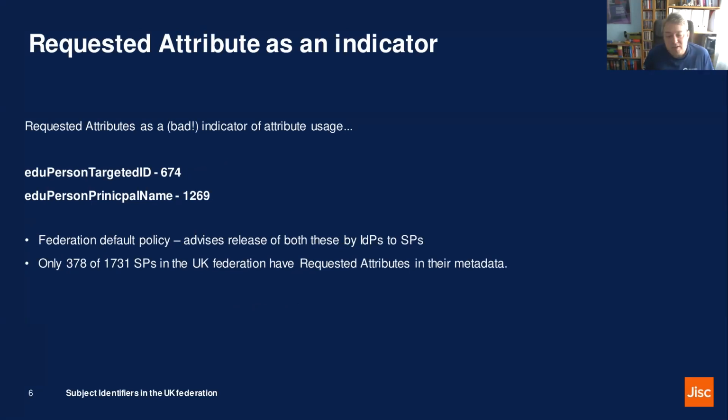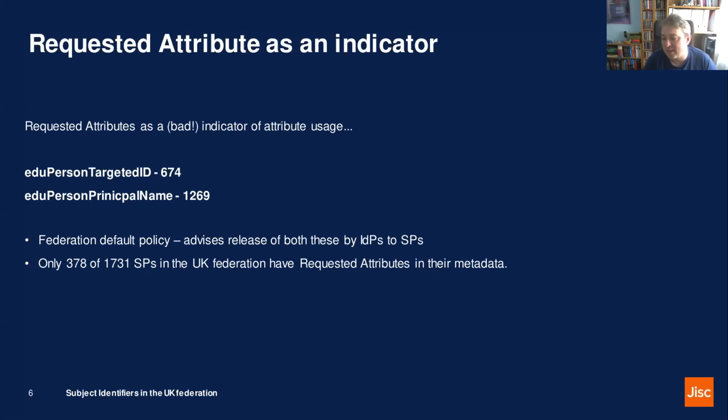So, using requested attributes as an indicator, and it is a bad indicator, because, as I've mentioned at the bottom there, not many SPs have this in their metadata. But if we look at that, we see that 674 have EduPerson targeted ID mentioned, and 1,269 have EduPerson principal name mentioned.